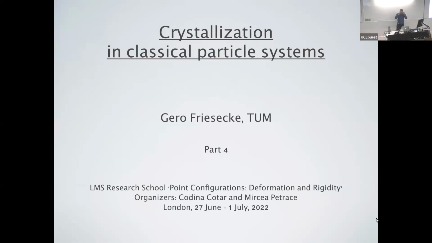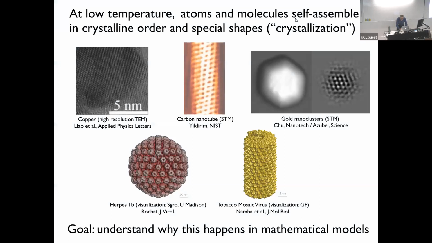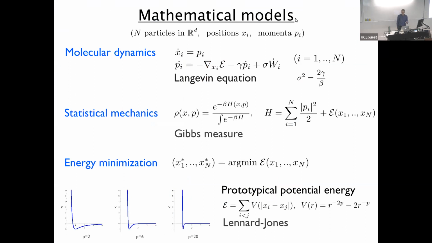So I started with a general overview of crystallization problems. Okay, so some of this seems to be not working. Okay, no, this way it works. So crystallization is about the fact that at low temperature atoms and molecules self-assemble into crystalline order and special shapes. I showed you some examples on the first day. Then we looked at the mathematical models, especially molecular dynamics, statistical mechanics, and energy minimization. And all three are connected by a long time and low temperature limit.